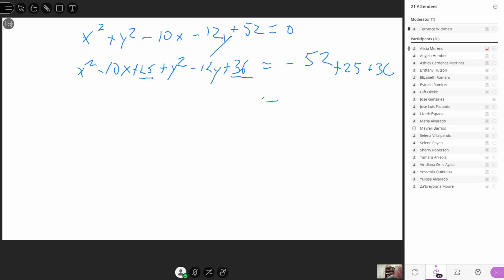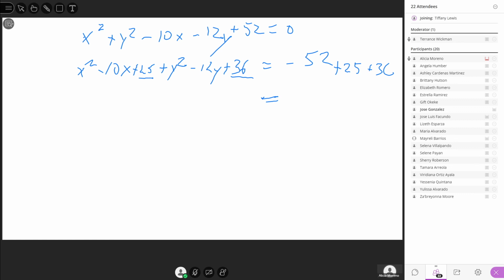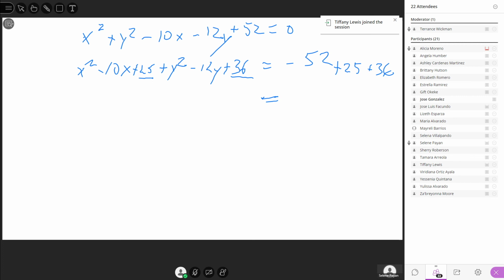So what does the right-hand side equal? 77. No, 9. I got 9. Oh, I didn't see the negative. It's 61 minus 52, which is 9. Now, what is the radius going to be then? 3. Exactly.